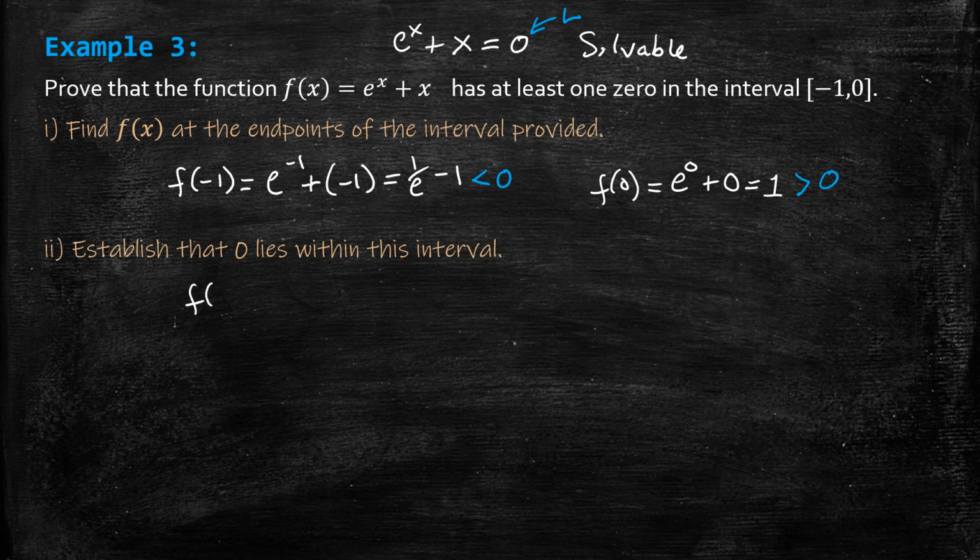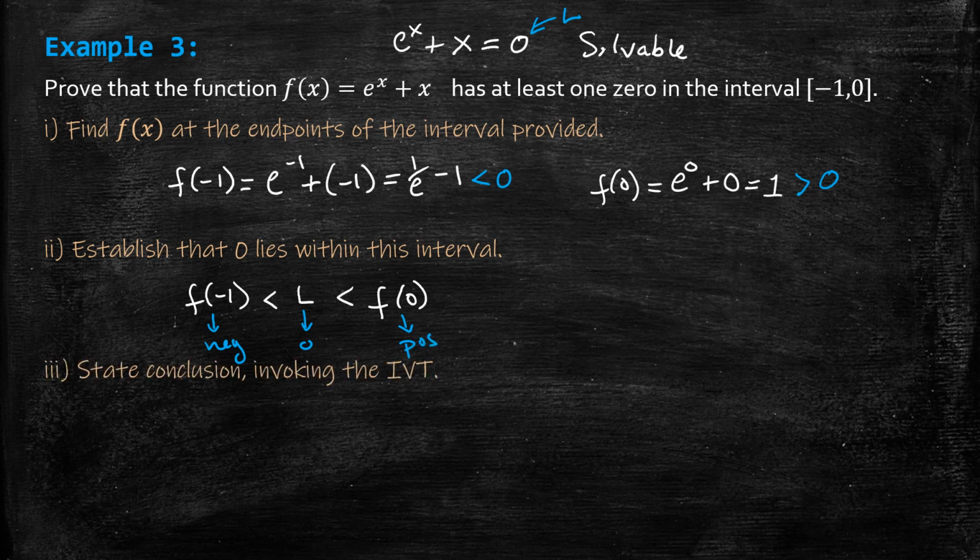So let's write it like this. So f of -1, we know that our value of L lies in this interval because we have that this is negative, this is 0, and this is positive. So we can now state the conclusion invoking the IVT, as long as we remember one important thing, which is to establish that the function is continuous. So that's the other condition of the IVT.